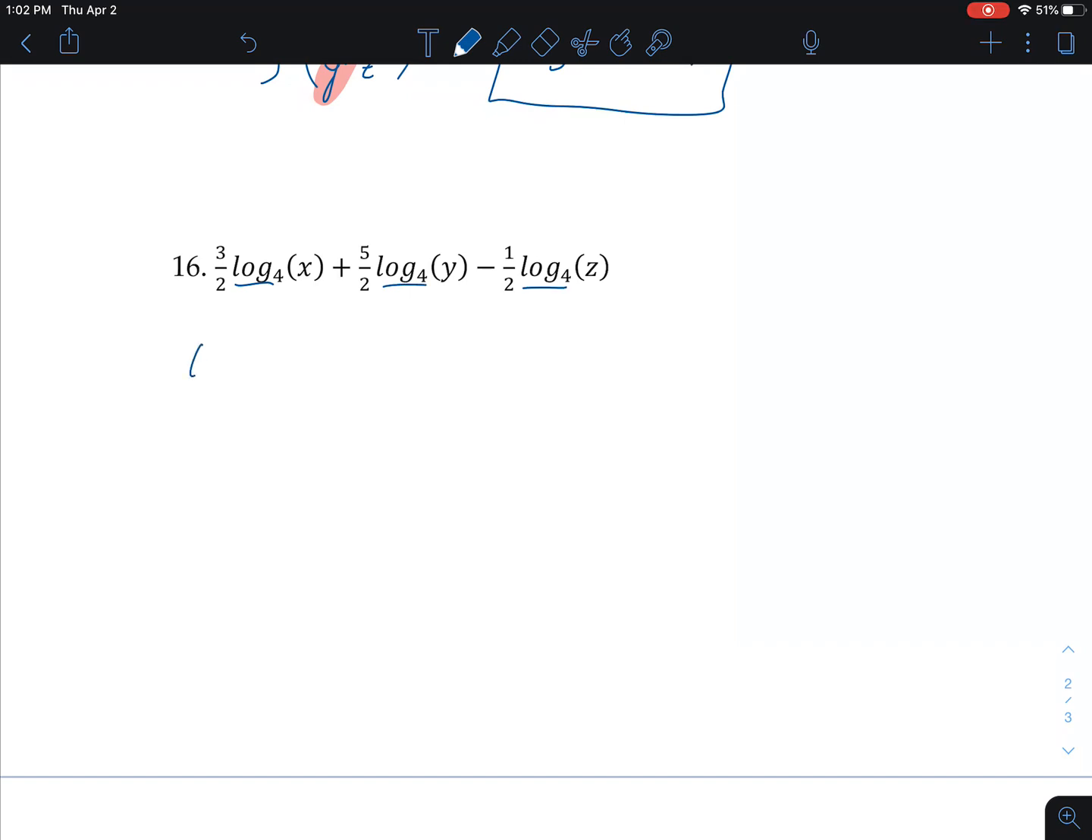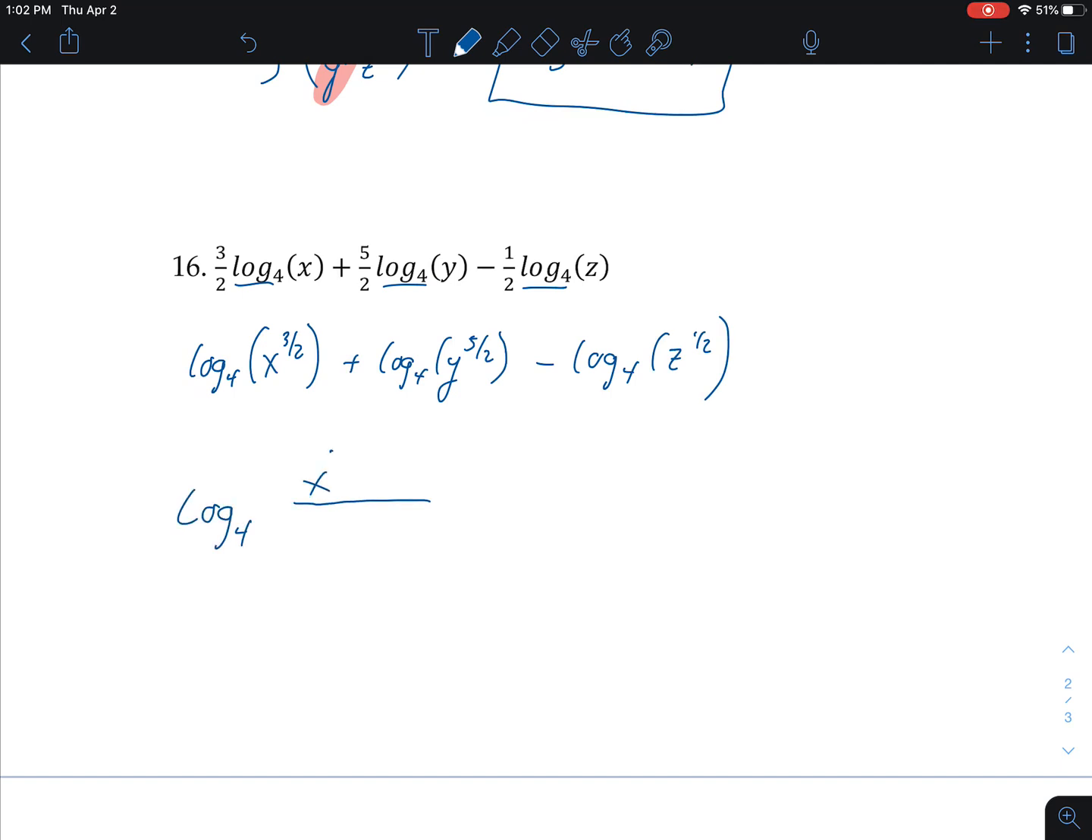We can combine. Okay, so first, log base 4 of x to the 3 over 2 plus log base 4 of y to the 5 over 2 minus log base 4 of z to the 1/2. Okay, so I just took all the exponents, or all these numbers in front, and made them exponents. A plus and a minus, very simple. Log base 4 we can put everything as 3 over 2, 5 over 2, and z 1 over 2.